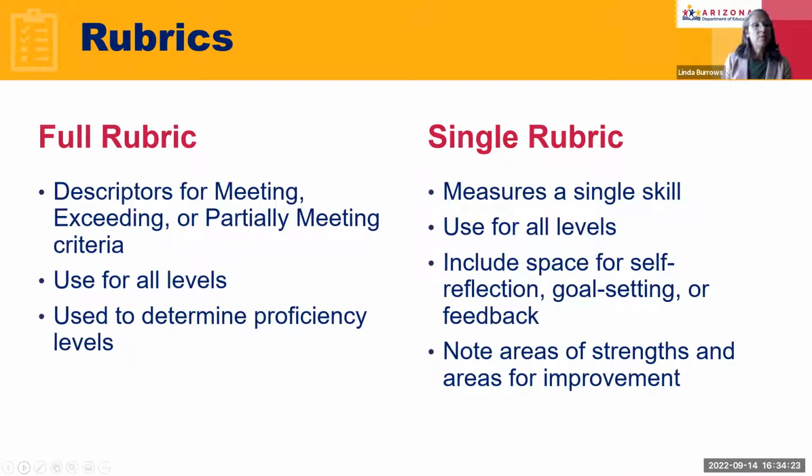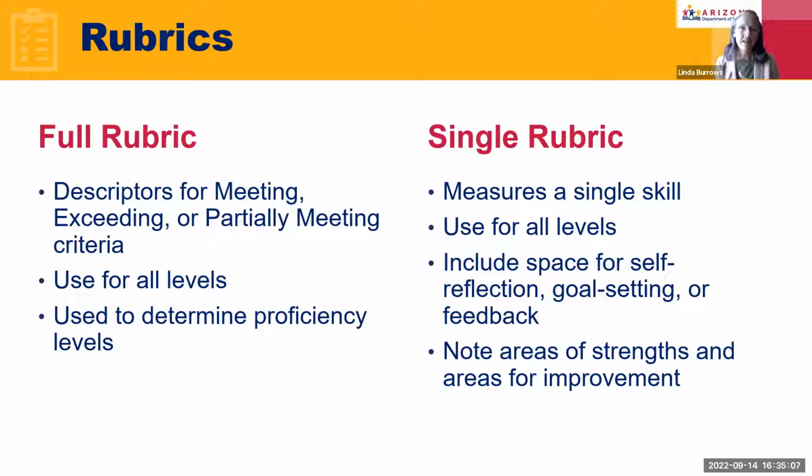So you can do different things with rubrics, right? You could do a full rubric, you can do a single rubric. It's totally up to you, depending upon what you need. Using descriptors like meeting or exceeding expectations or partially meeting expectations, you can use it for all levels: novice, mid, novice, intermediate, or advanced. You use them to determine proficiency. You can also do just a single rubric, right? That just is measuring one discrete skill, maybe one thing interpersonal that they can do. Always leave space for self-reflection, for goal setting, and for feedback, and definitely note those strengths and areas of improvement.